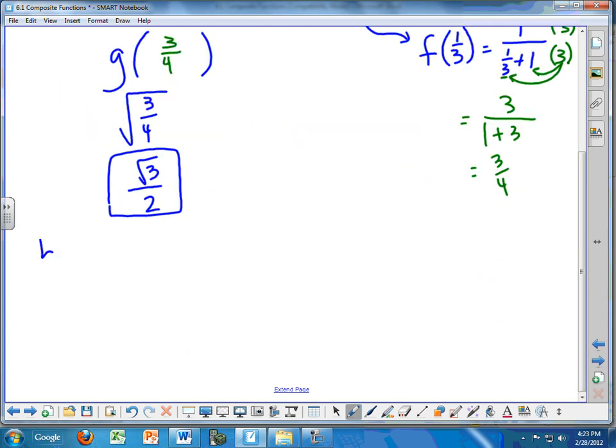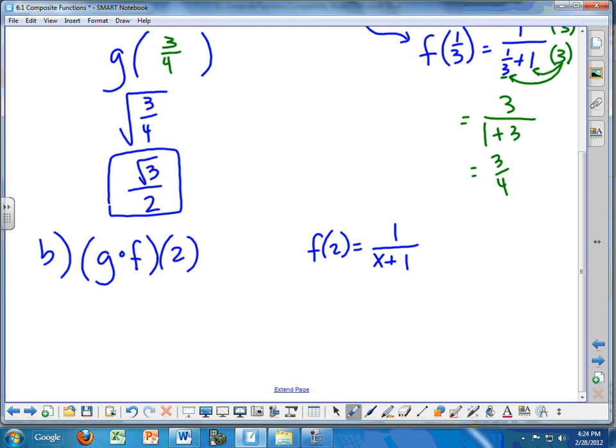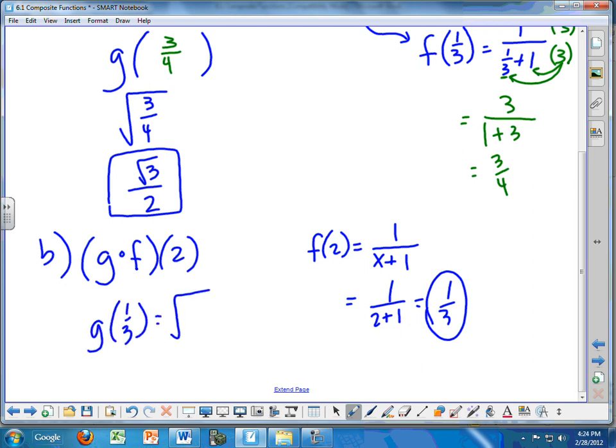The next one we want to try is something like this. Maybe perhaps g of f of some number like 2. And when you do that, of course, f of x, we just did a second ago, that's 1 over x plus 1. So if we did f of 2, we'll produce 1 over 2 plus 1, or 1/3. And that's going to be plugged into g. Well, g of 1/3 is simply the square root of 1/3.